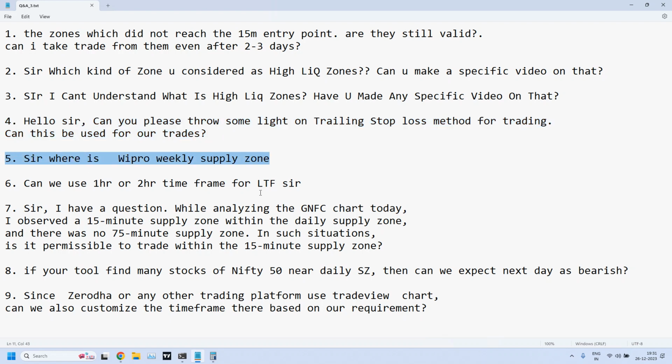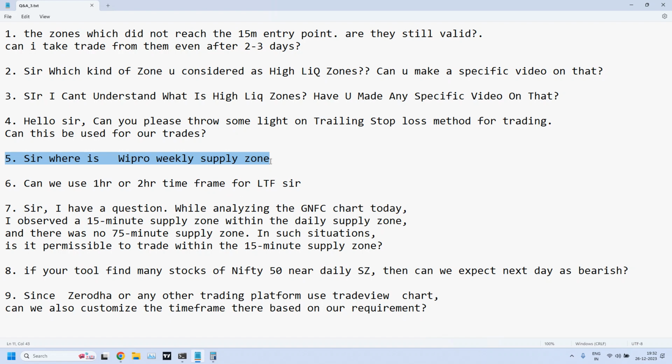Wipro weekly supply zone, you have to find it. You know how to draw zones, right? If you are unable to find a supply zone, there are 2 reasons. Reason number 1, maybe you didn't learn the concept properly. Then go through our training videos, and you will understand.